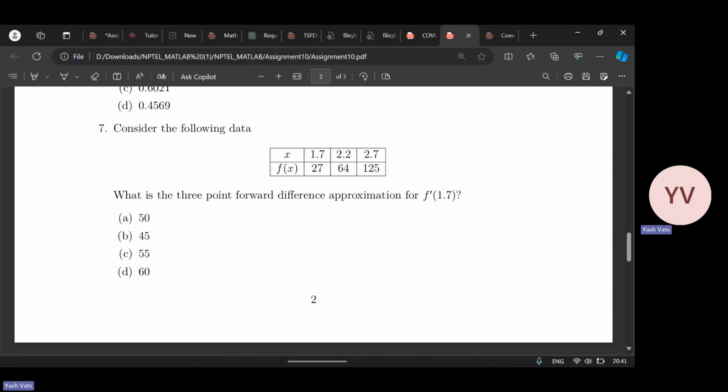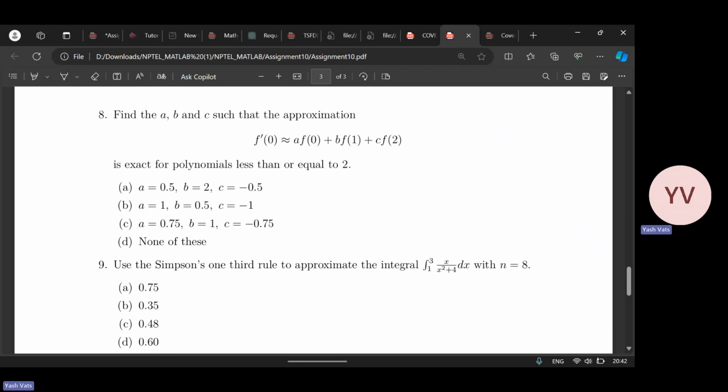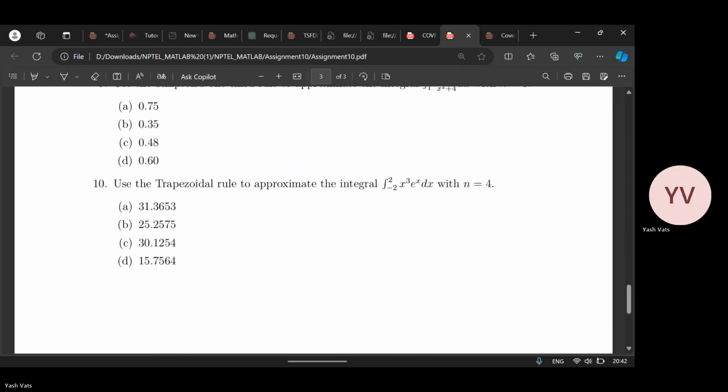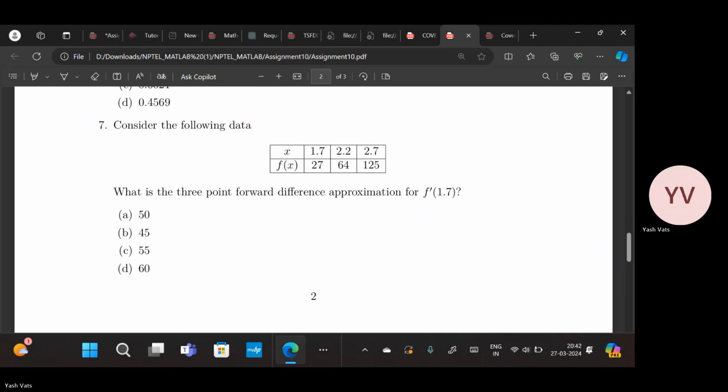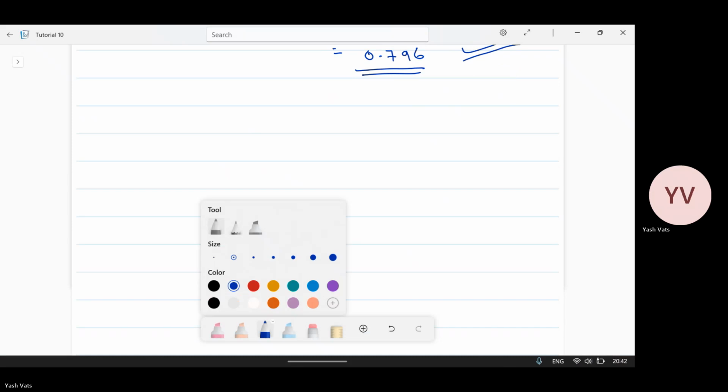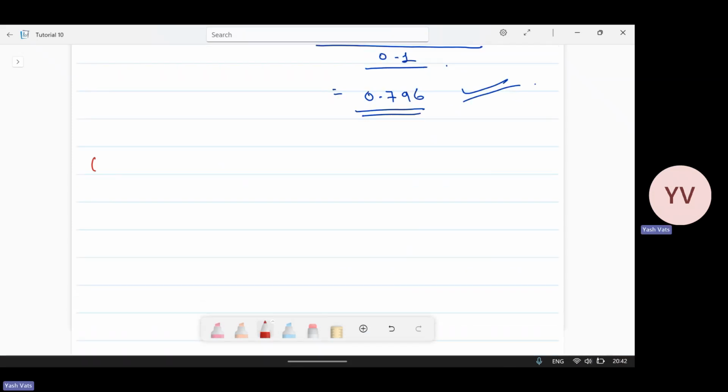So the next question, I just write. We have remaining questions also, right? We'll try them. Question number 7 is, consider the data, x, if x is 1.7.